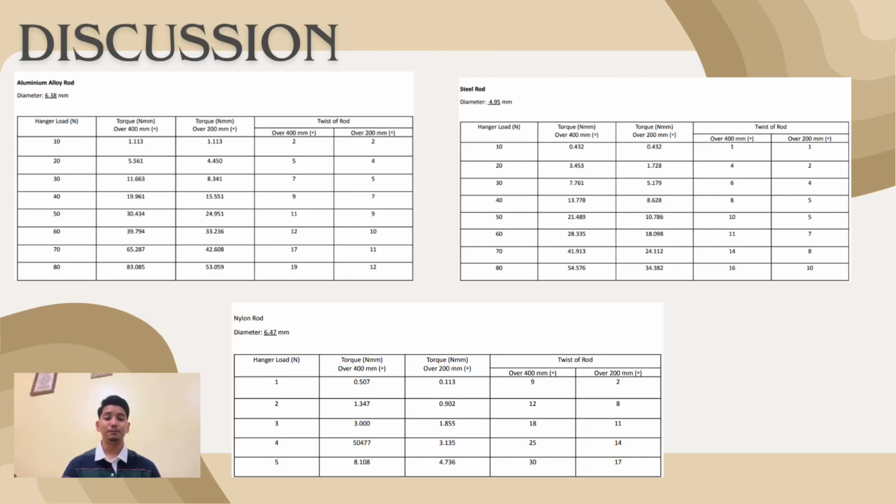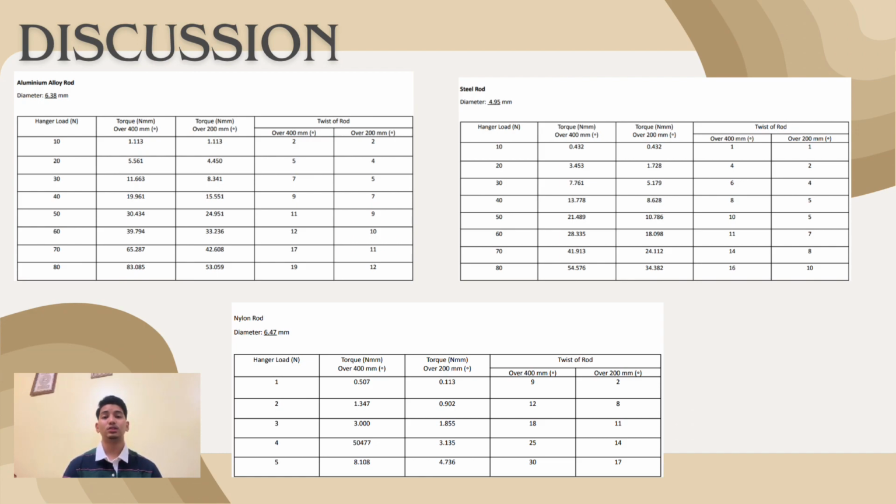Bismillah, Assalamualaikum. My name is Muhammad Abdullah bin Mukram, and I will explain to you about the discussion. So the data that we get is from the experiment that we have done last week. So the first one is aluminium, steel rod, and then you can see the aluminium alloy rod, and steel rod, and also nylon rod.